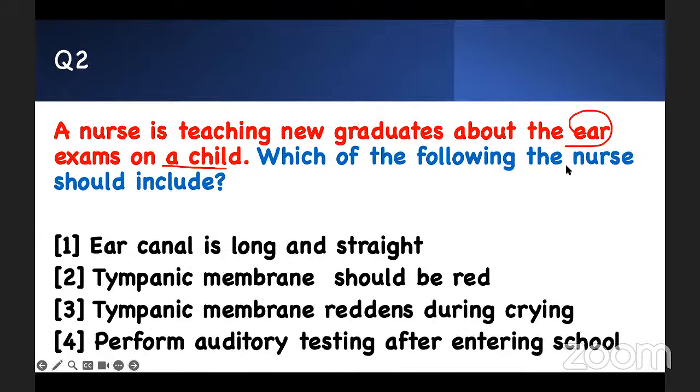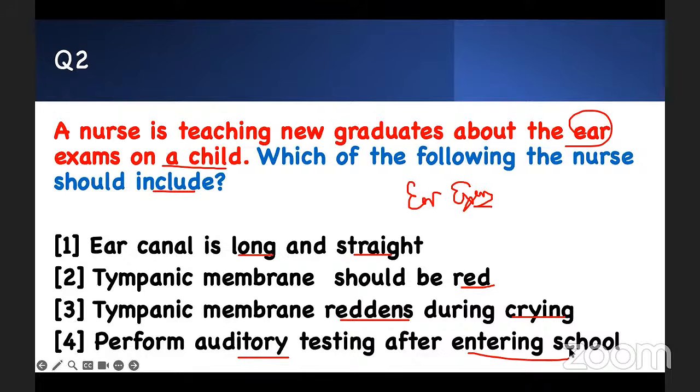Which of the following should the nurse include? You want to do an ear exam on a child. This question is based on the previous one. It's our concept, and you have to know how you can do the exam. Is the ear canal long and straight? Is the tympanic membrane red? Is the tympanic membrane reddened when they cry? Do you perform auditory testing after they go to school? Concept. What do you think?